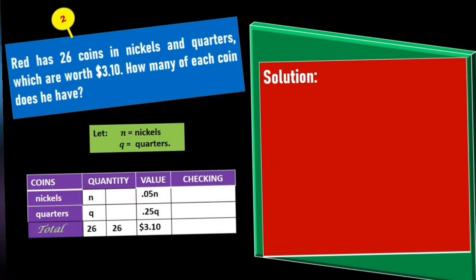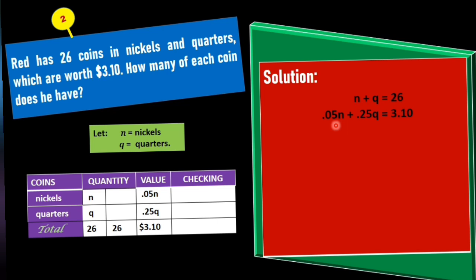Problem number 2. Red has 26 coins in nickels and quarters, which are worth $3.10. How many of each coin does he have? So let N represent the nickels, Q quarters. Based on the problem, the total quantity of coins in nickels and quarters is 26. And the total value of nickels and quarters is 3.10. So there are two equations here. Equation 1 is N plus Q is equal to 26.